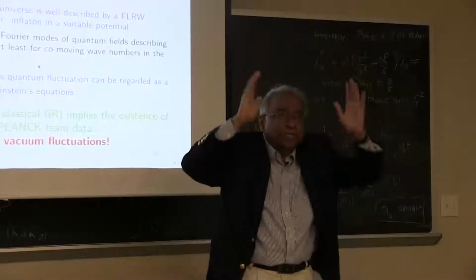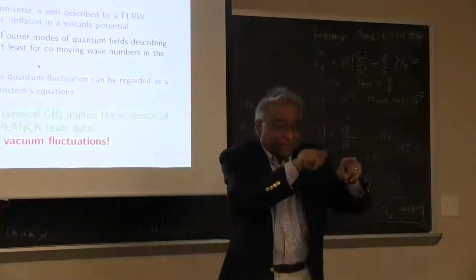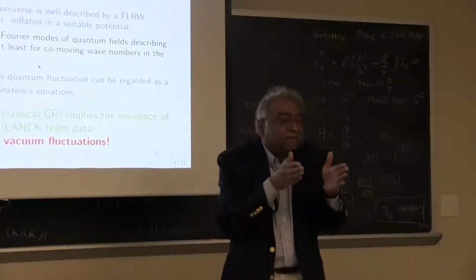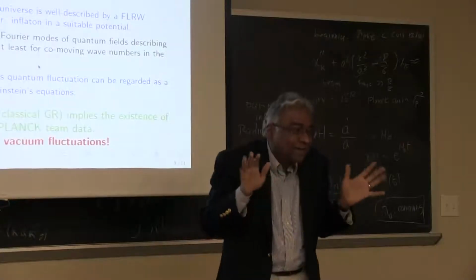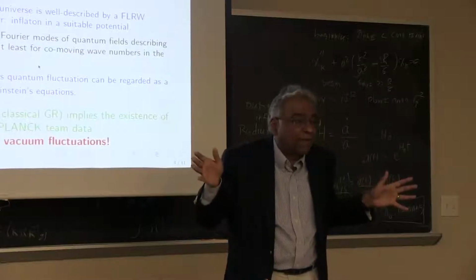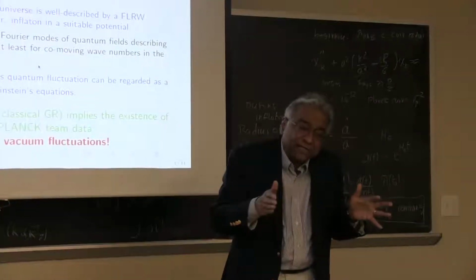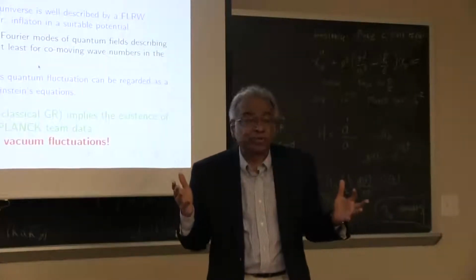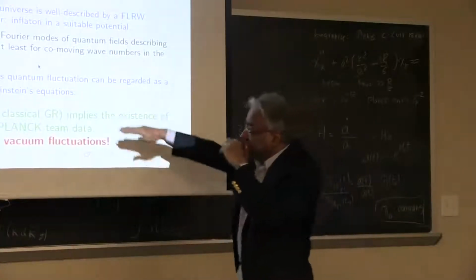But in observations, we don't see a 1,000-point correlation function. We only see the 2-point correlation function, the 3-point correlation function. That's what one is now looking at, and maybe the 4-point correlation function, but not more than that. And for these correlation functions, the classical description and the quantum description are extremely close to each other. Okay. So this is the assumption up here.